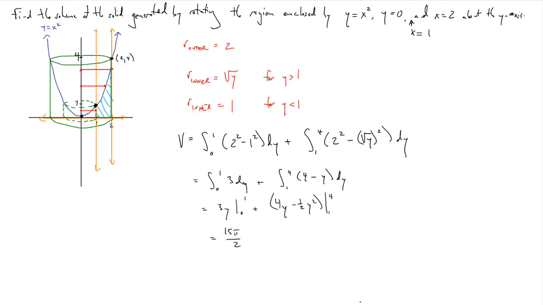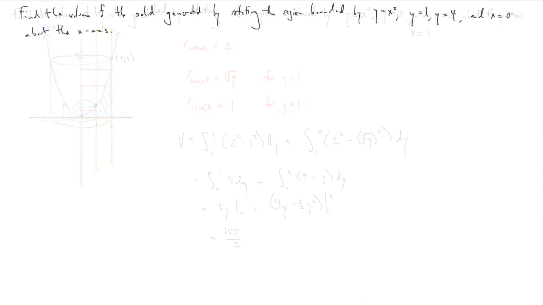And I've just shown a few of the steps of the work here. There's obviously a lot of arithmetic to do that I've left out. And in the end, you get 15 pi over 2. You're welcome to check.